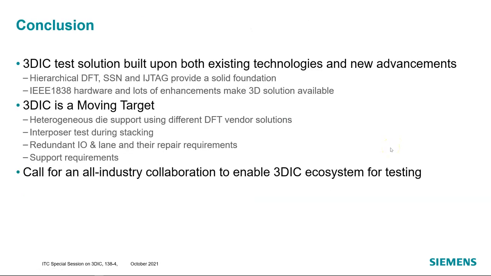As a conclusion, the 3D IC test solution is built upon both existing technologies and new advancements. Hierarchical DFT, SSN, and IEEE provide a solid foundation. IEEE 1838 hardware and lots of enhancements, such as DWR handling, make the 3D solution available. Looking forward, due to its complexity, 3D IC is a moving target with more challenges. For example, supporting heterogeneous dies implemented by different DFT vendor solutions and dies with different technology nodes. Other things include redundant I/O, lane repair, and how to test TSVs during the 3D stacking process.